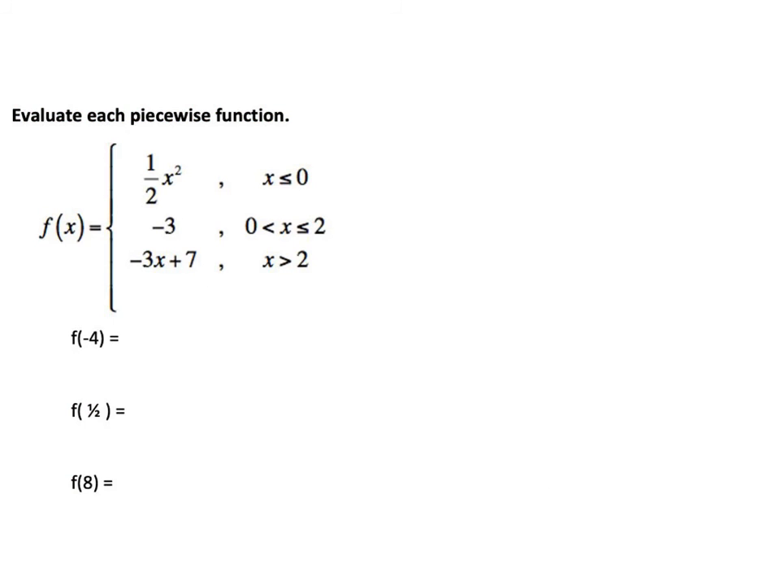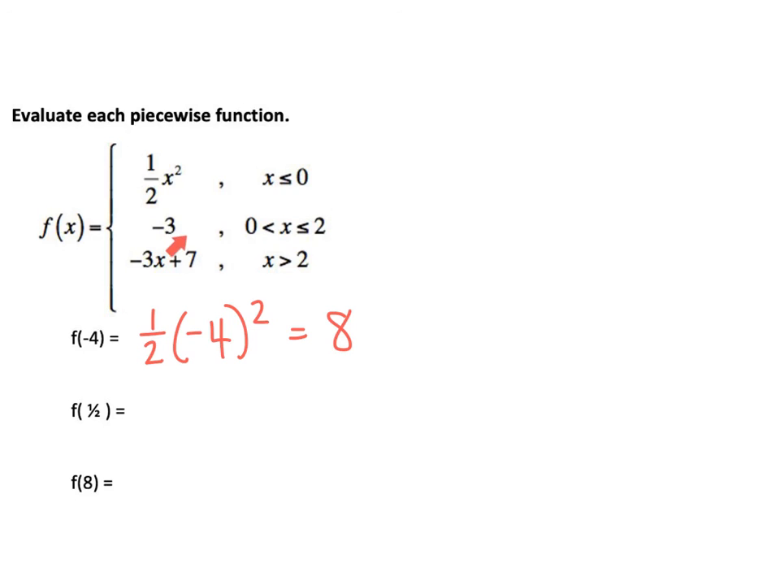Here's algebraically how a piecewise function can be written. It tells you for what domain values you are using what part of the function. So when I'm told to evaluate f of -4, I first look at the domain, and that applies to these domain values, so it gets plugged into 1/2 x squared. So it'd be 1/2 times -4 squared, which is 1/2 times 16, which is 8.